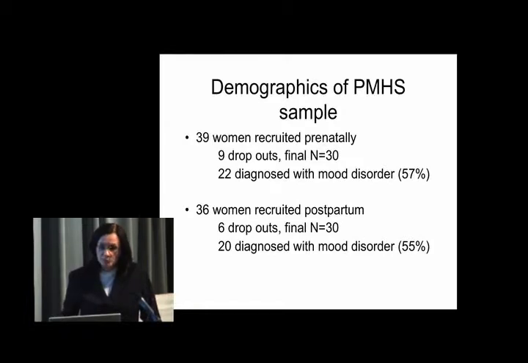And of these, a little more than half were diagnosed with a mood disorder. Bulk of the rest were diagnosed with an anxiety disorder, but we also had some with pure couple conflict, psychotic disorder, various other diagnoses. And we had 36 women recruited postpartum. Again, 6 dropped out, so we were left with a sample size of 30. And these are women that are referred anywhere from delivery to 6 months postpartum is my definition of catchment.